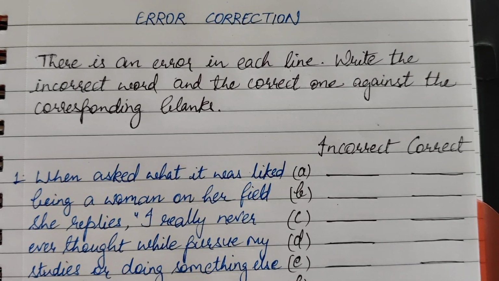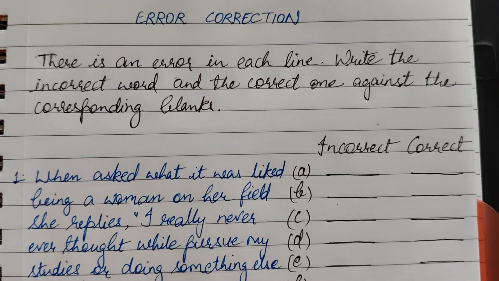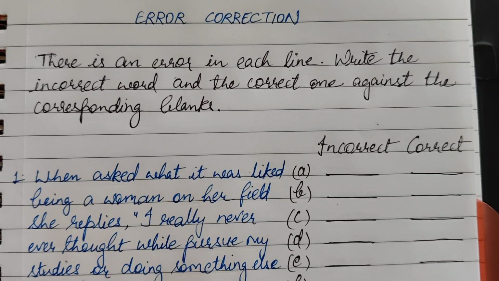When two blanks are given, one will be for the incorrect word, the other one for the correct one. So you have to find out the problem or the mistake in the sentence, and replace it with the correct word or answer. Okay, but this is the general instruction. The problem comes when we do not know how to solve these kinds of questions.